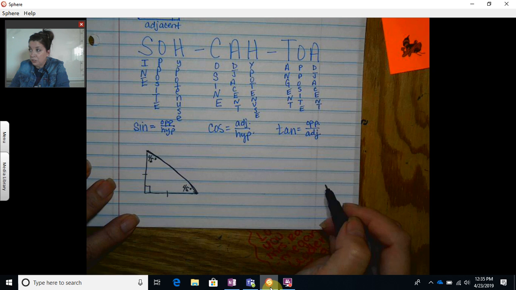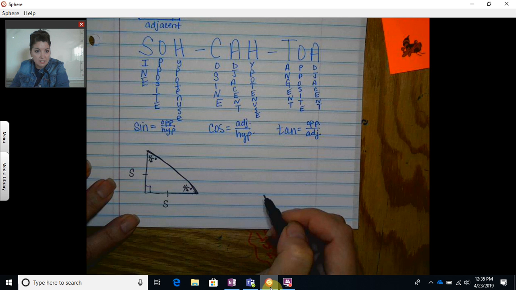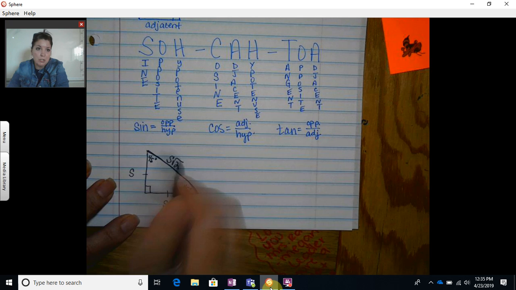So your two short sides, we will call them S. So side length S. And if you know the measure of your short side, you just multiply your short side times the square root of 2, and that will give you your hypotenuse. So your hypotenuse would be S square root 2.